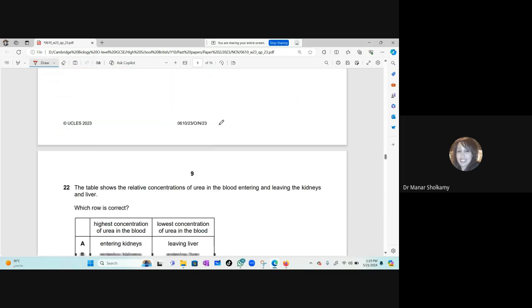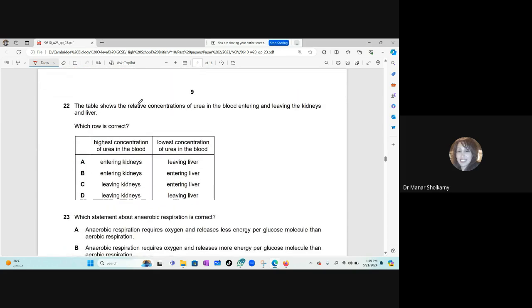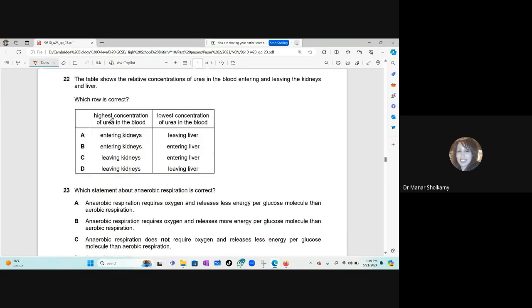Okay, good. Now, the table shows the relative concentrations of urea in the blood entering and leaving the kidneys and liver. Which row is correct? The highest concentration of urea in the blood entering the kidneys or leaving the kidneys? The lowest concentration of urea in the blood leaving the liver or entering the liver? This can be a little bit confusing.